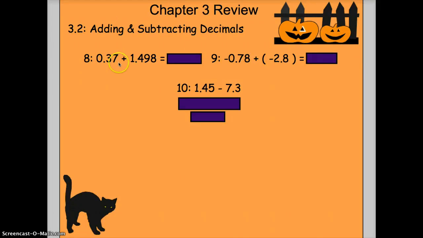Okay, taking a look at our first problem, we simply line up the decimals. So 0 is over the 1, 3 with the 4, 7 with the 9. Add them up. We have our final answer. Number 9, they are both negative, so you just add just like you always do. Adding the 0 with the 2, the 7 with the 8, and the 8 with nothing. And of course, since we're adding 2 negatives, our answer is simply more negative.